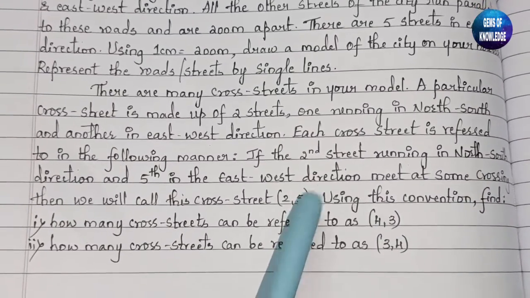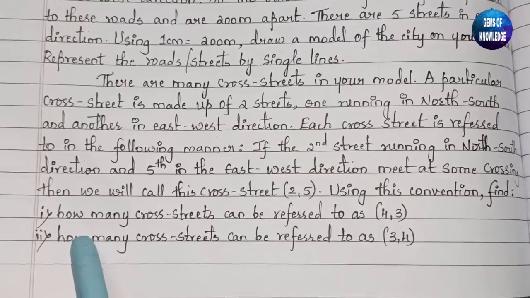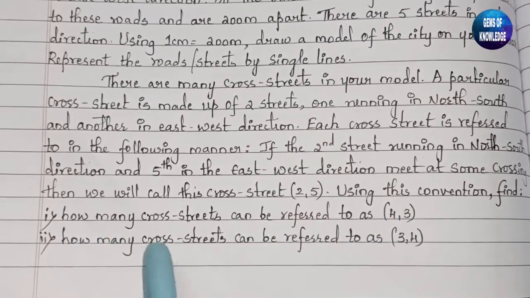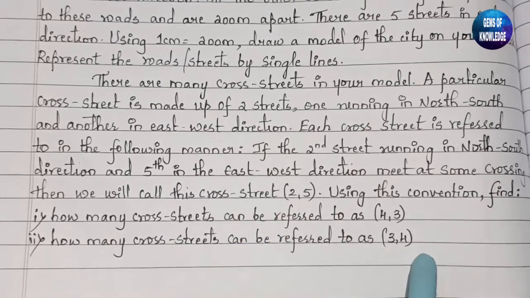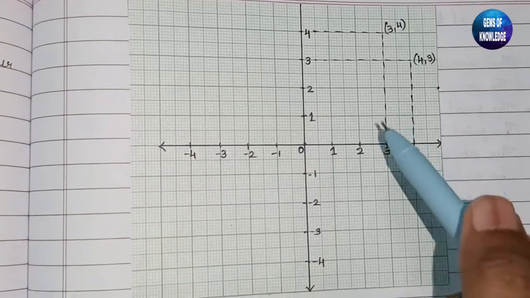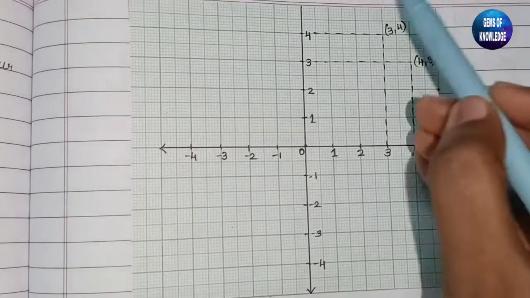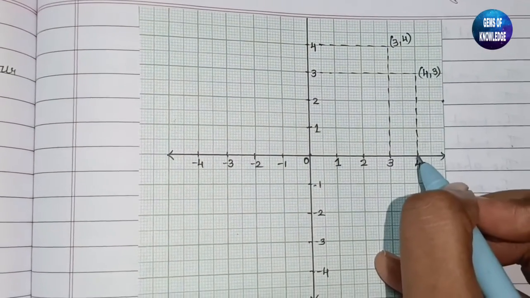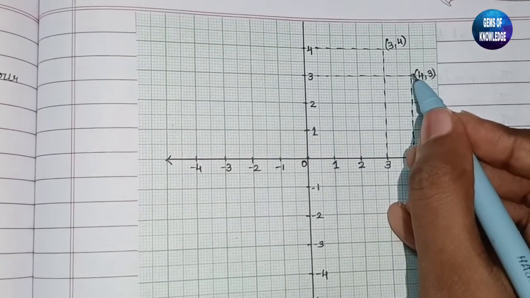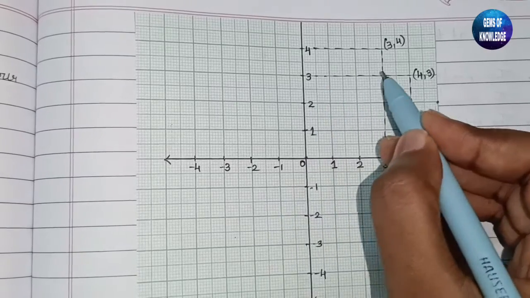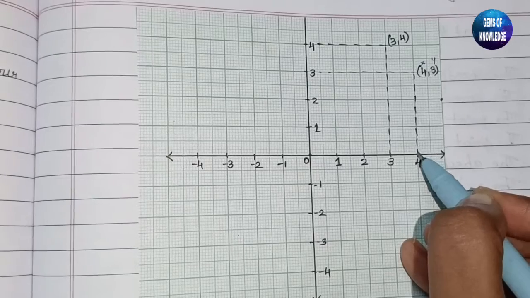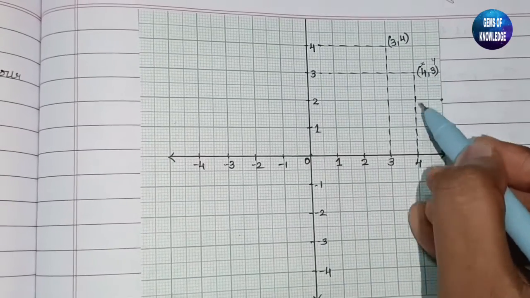Now they have told us, using this convention, we should find how many cross streets can be referred to as 4, 3 and how many cross streets can be referred to as 3, 4. As you can see, how many cross streets can be referred to as 4, 3? So this is 4, and this is 3. You can see this is 3 because this is x and this is y. On the x axis it should be at 4 and on the y axis it will be at 3.